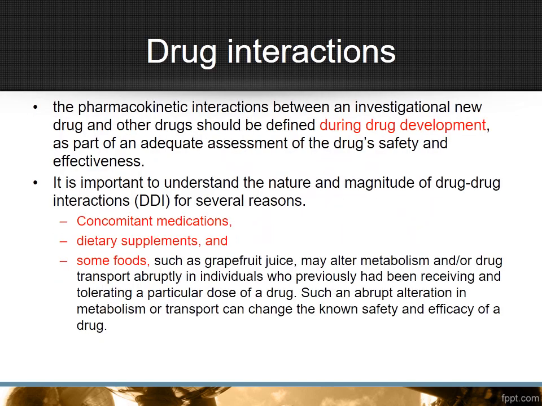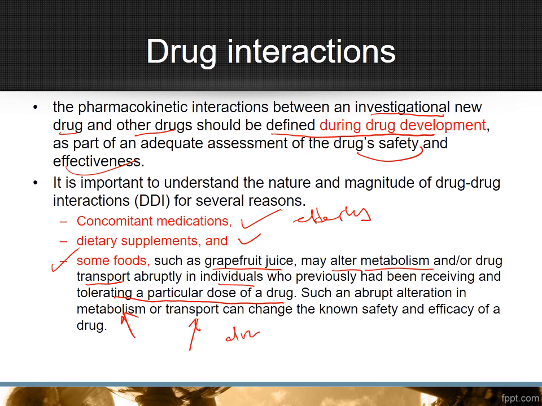So the pharmacokinetic interaction between an investigational new drug and other drugs should be well defined during the drug development stage as part of adequate assessment of the drug's safety and effectiveness. It is important to understand the nature and magnitude of drug-drug interaction for several reasons, because most patients, especially the elderly, have concomitant medication, and they also take dietary supplements or some other food such as grapefruit juice, which may alter the metabolism or drug transport in an individual who previously has been receiving and tolerating a particular dose of a drug. Such changes can alter the metabolism or transport of the drug, which eventually can affect the efficacy and also the safety of the drug.